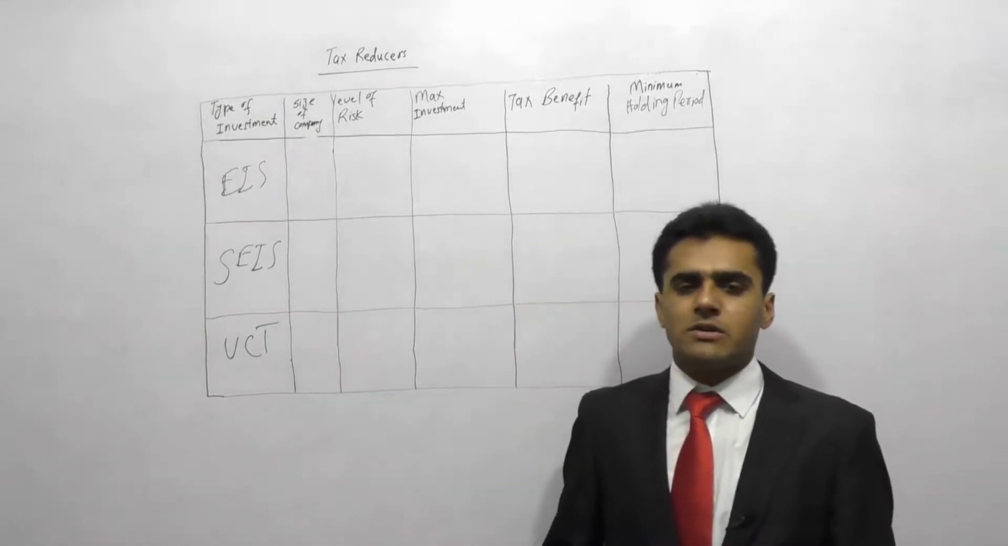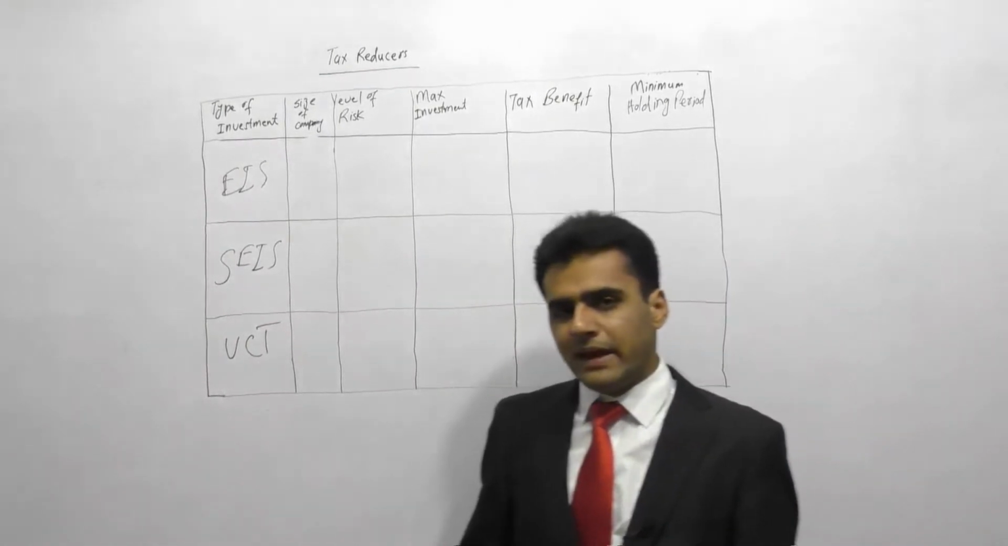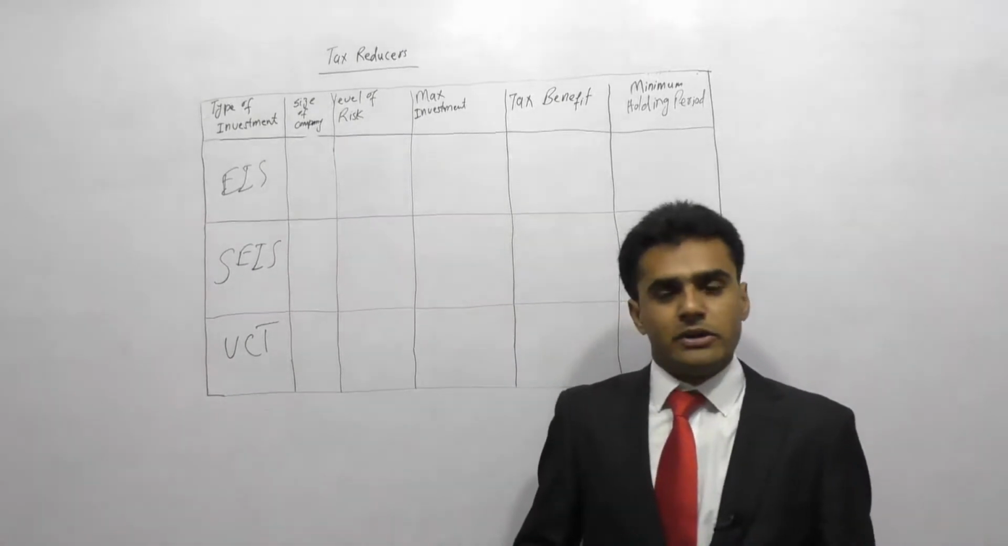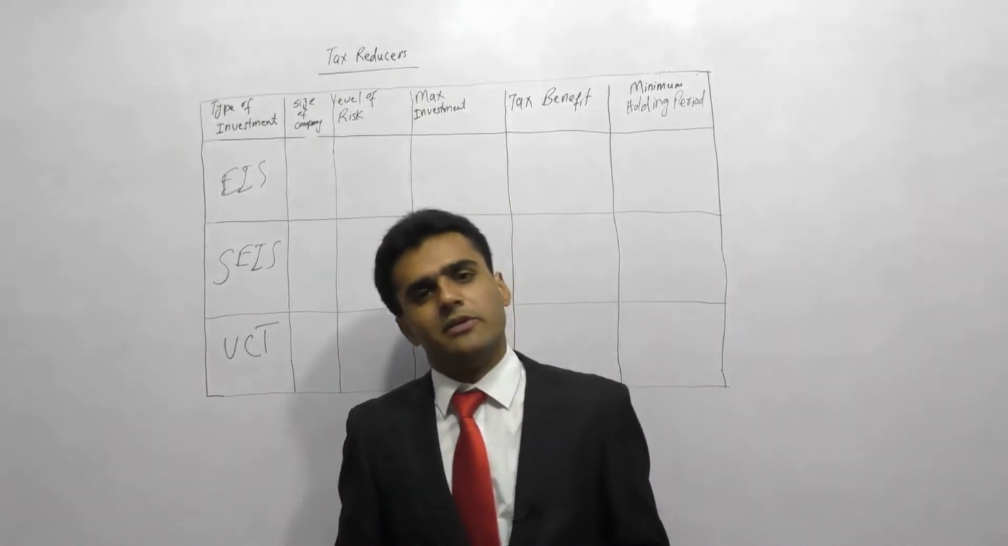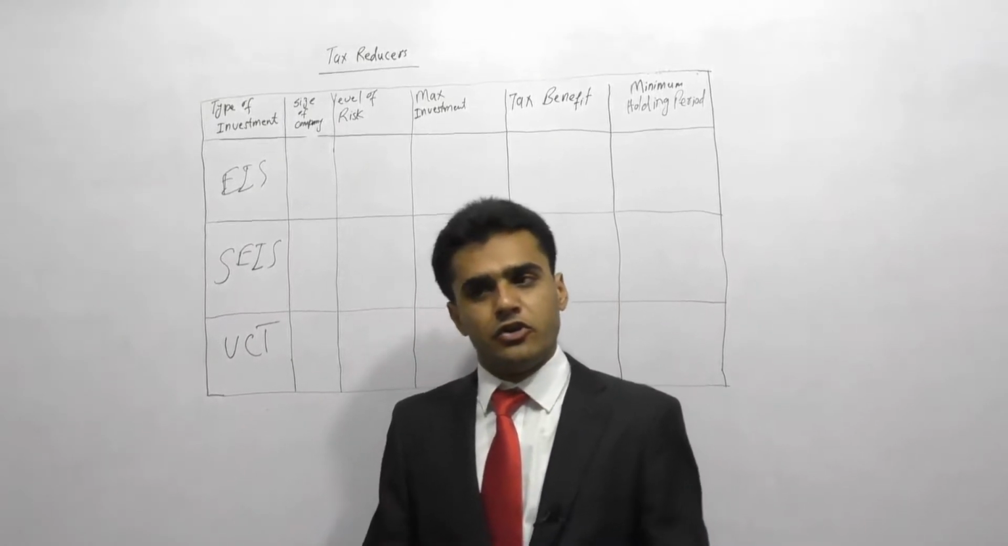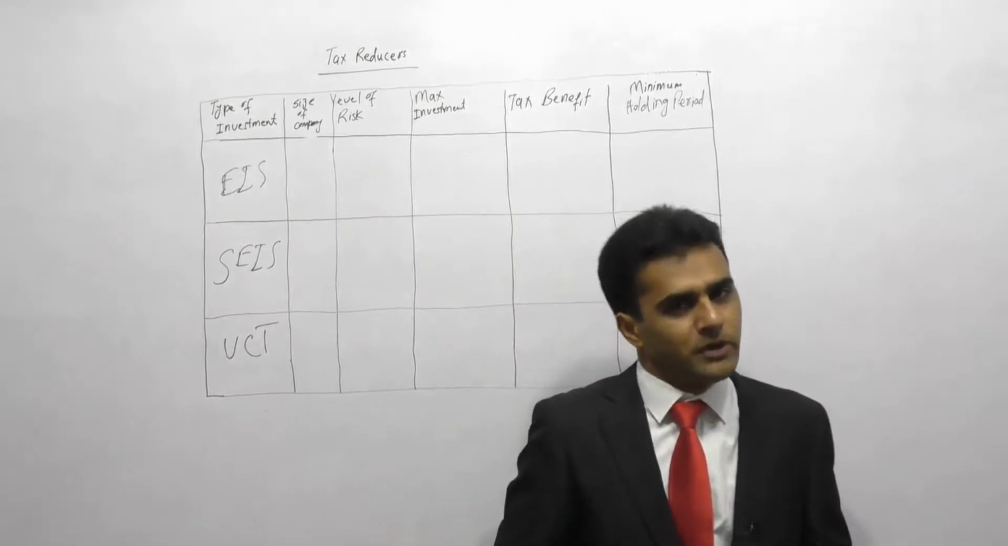Now what benefit is this company getting, the EIS company? Because the EIS company did not have any money to start the business, they are getting benefit in the shape of money and they can do the business.